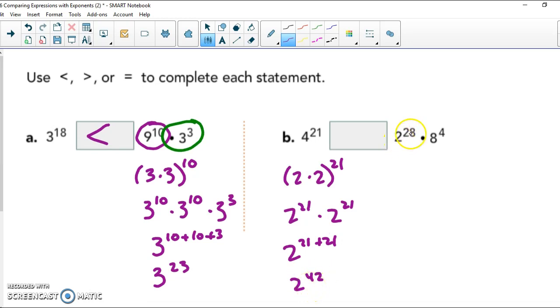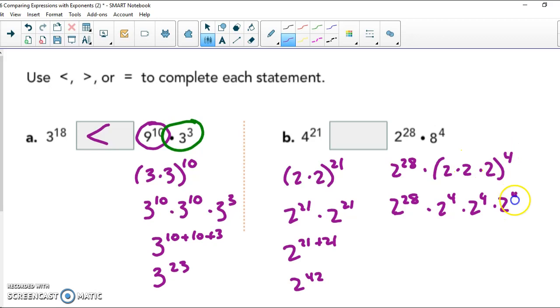So over here, I can keep 2 to the 28th power the same because I want to have a base of 2, but now I need to break up 8 to the 4th into bases of 2. So I know that 8 is 2 times 2 times 2. So now I'm going to apply this exponent to each of these factors. So I still have 2 to the 28th power, but now I'm multiplying it by 2 to the 4th times 2 to the 4th times 2 to the 4th because I applied this exponent to each factor in my parentheses.